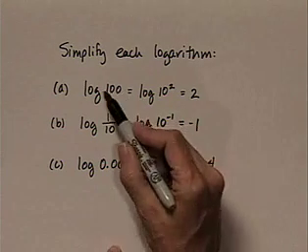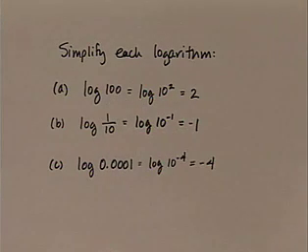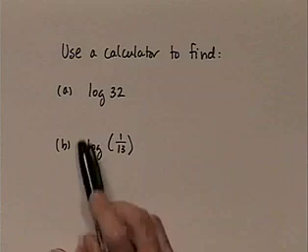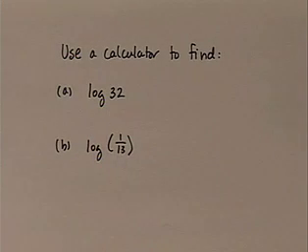Sometimes we want to evaluate a common log of a number that cannot be simply written as a power of 10, in which case we can use a calculator, because the common log is a button on a calculator. First of all, we're going to use a calculator to find log of 32. On your calculator keypad, there is a log button, and then put in the argument, the number 32, and push enter, and we get 1.505 and so forth.